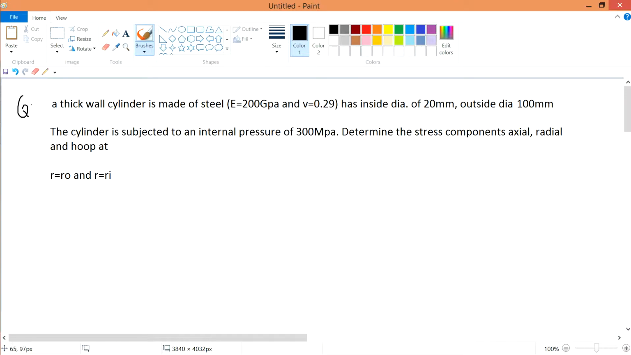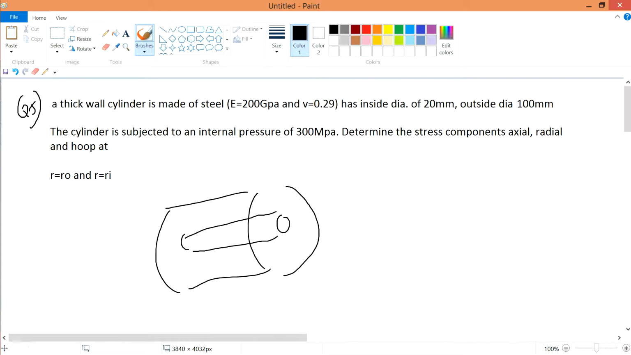Let's do the last question of the tutorial, question 5. They already told us that there is a thick wall, so definitely we're going to use thick wall. A thick wall cylinder is made of steel with this particular stuff. Inside diameter 20 mm, outside diameter 800 mm. The cylinder is subjected to internal pressure.